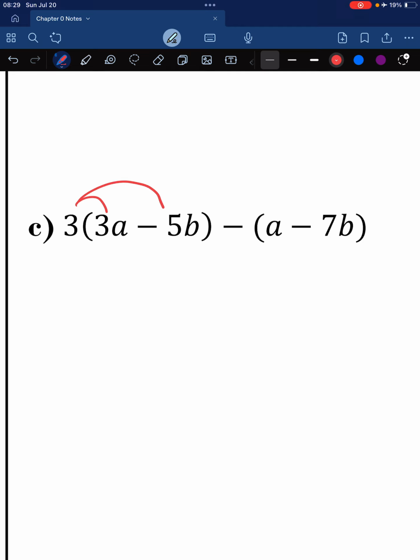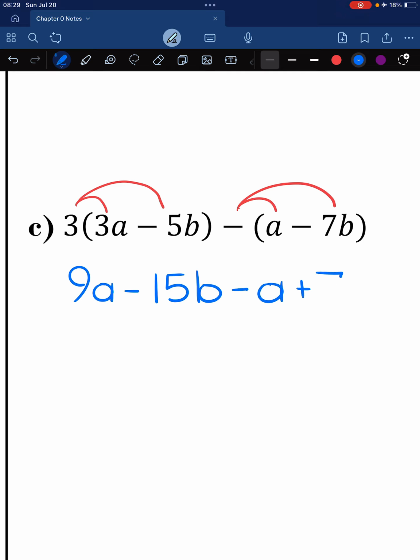Again, we need to go ahead and distribute here. Distribute this 3, distribute this negative. 9a minus 15b minus a plus 7b. Okay, I'm going to find like terms, and we end up with 8a. The only two that are left are like terms. They're not always going to be. If those two didn't match, then don't add them together. But they do happen to match, right? Minus 15b plus 7b, we end up with minus 8b.